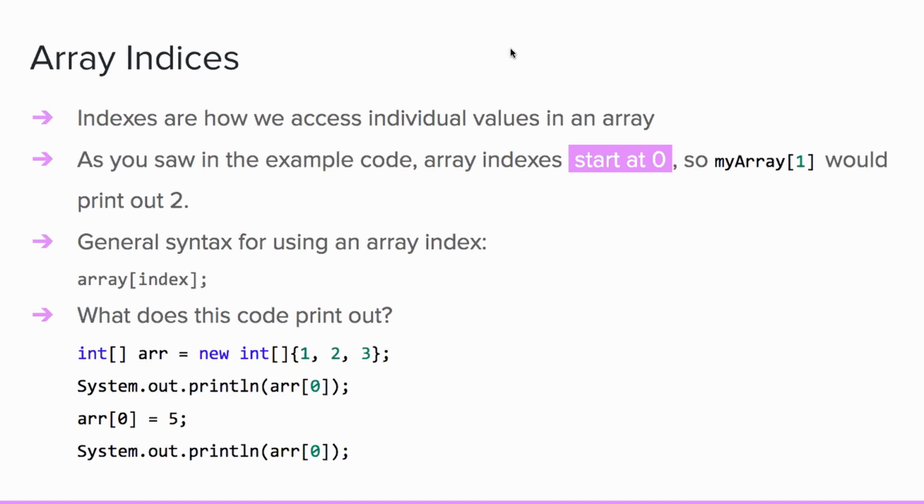Indexes are how we access individual values of the array. This general syntax for using an array index is the name of the array, then the index you want to access enclosed in square brackets. Knowing this, what does the example code on the slide print out? This should print out 1, then 5 on separate lines. We initialize our array to the values 1, 2, and 3. Then we print the value at index 0, which is 1. On the following line, we change the value at index 0 to 5, and we print the new value.